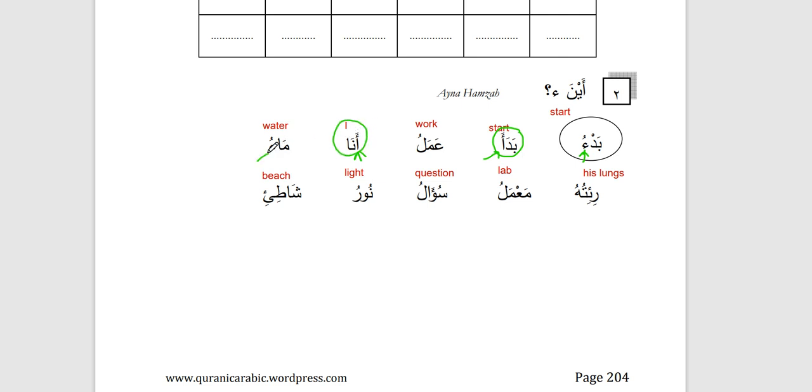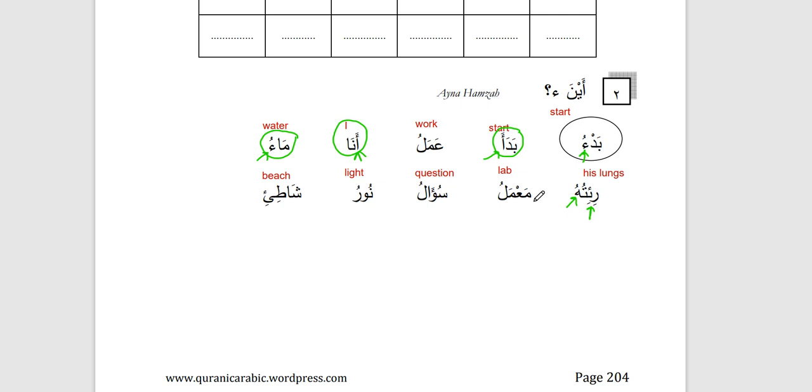Ma'u, yes, there is hamza. Ma'u means water. Ri'ituhu means his lung. This hu is the pronoun, means his. Ri'itu means the lungs. And yes, there is a hamza here. It is coming in between, middle. So that's why hamza is taking the seat of ya.